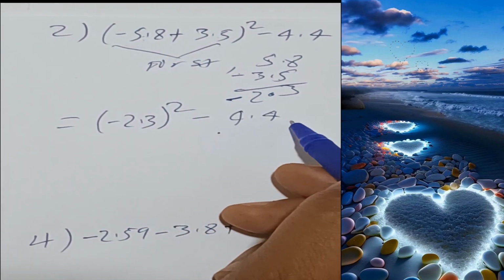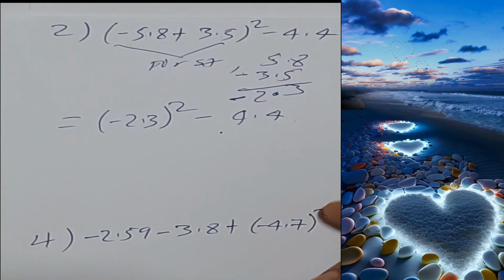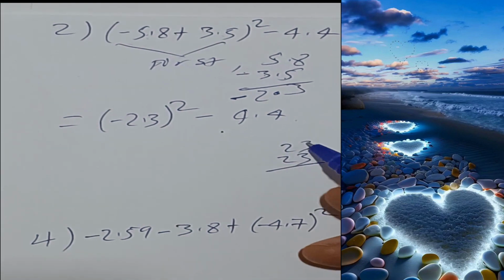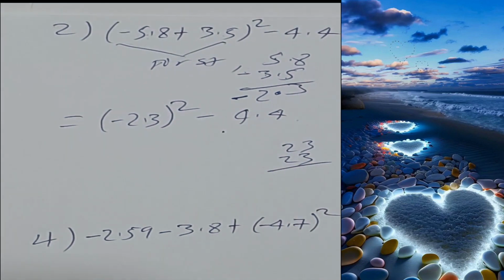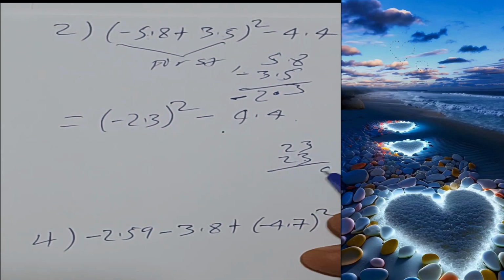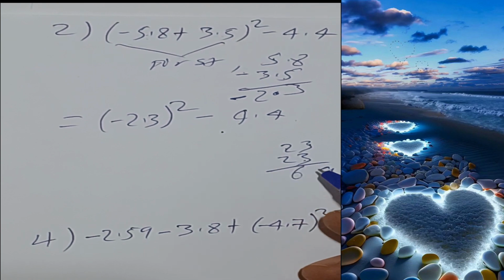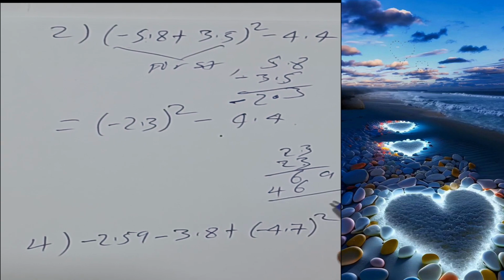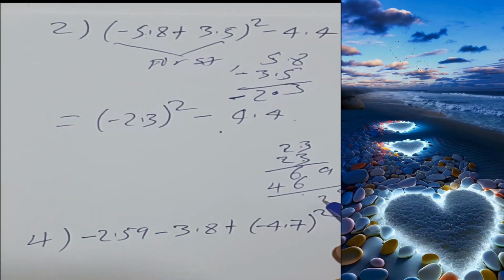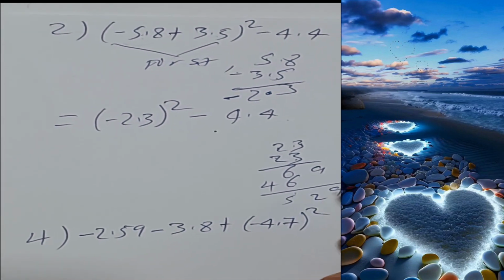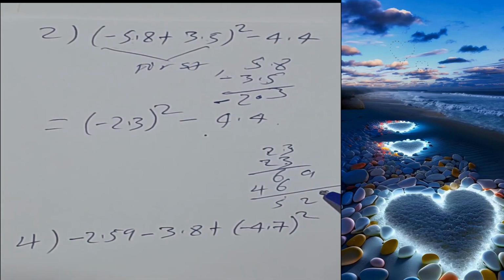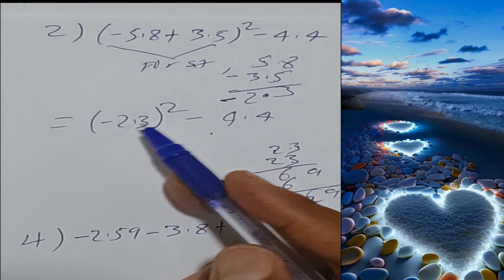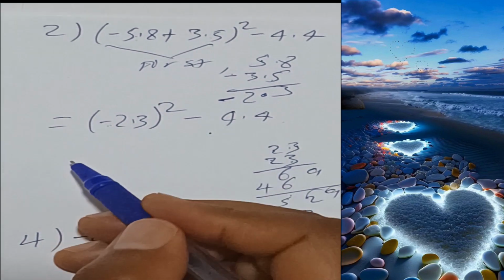-4.4. Then we multiply 23 by 23, then count the decimals. 3 times 3 is 9, 3 times 2 is 6, 2 times 3 is 6, 2 times 2 is 4, which gives 529. How many decimals did I have? 1 and 1, so 2. So 5.29. Negative times negative is positive.